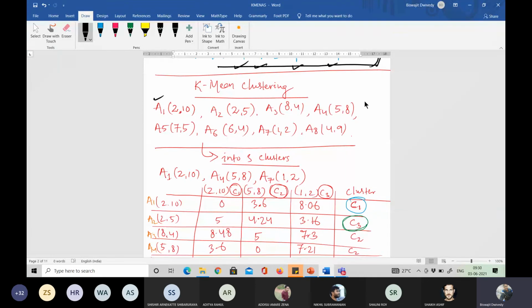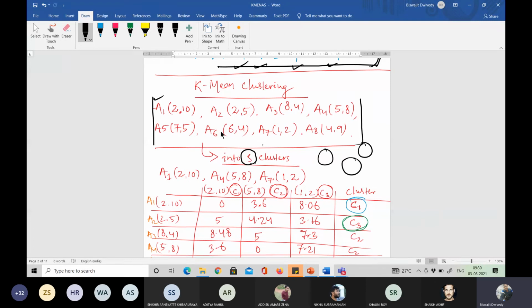Okay, so I need to split these whole 8 points into three different clusters. This is the question. I need to split them into three clusters, which means I need to put them into three parts based upon their similarity, or their closeness. The points which are close to each other or nearer to each other will be kept in one cluster, like that.